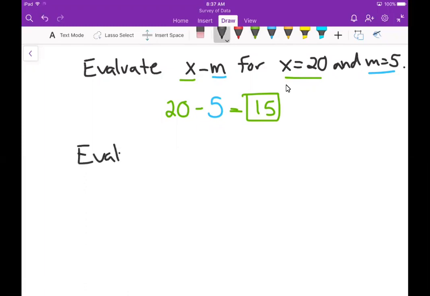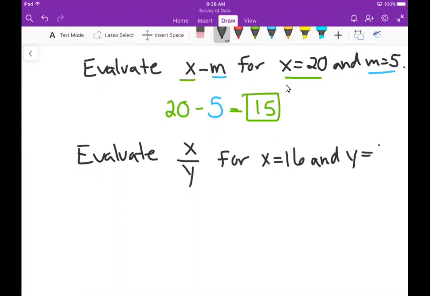One last one. So this one will be a good one to try. Once you see it, maybe pause the video, give it a shot, see if you get the right answer. Can you evaluate x divided by y for x equal to 16 and y equal to 8? Okay, so again, take the time to plug those in and see what you get.